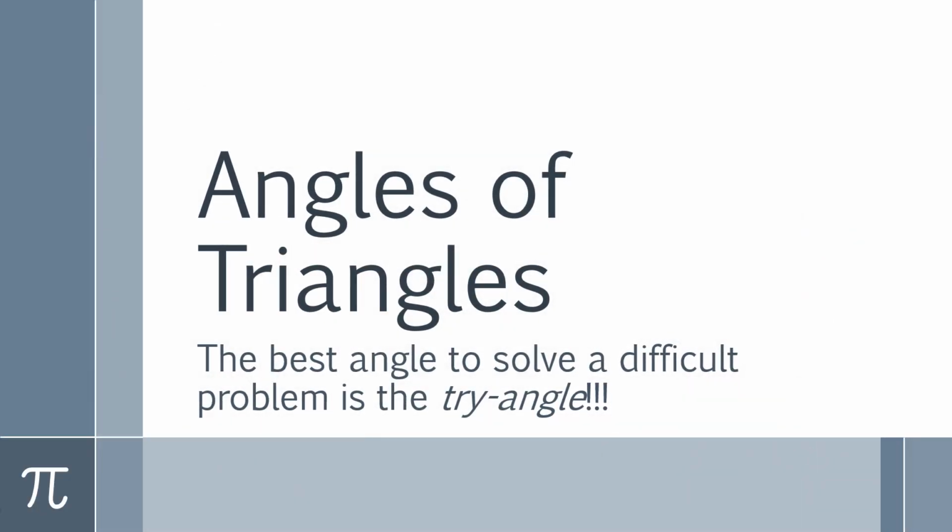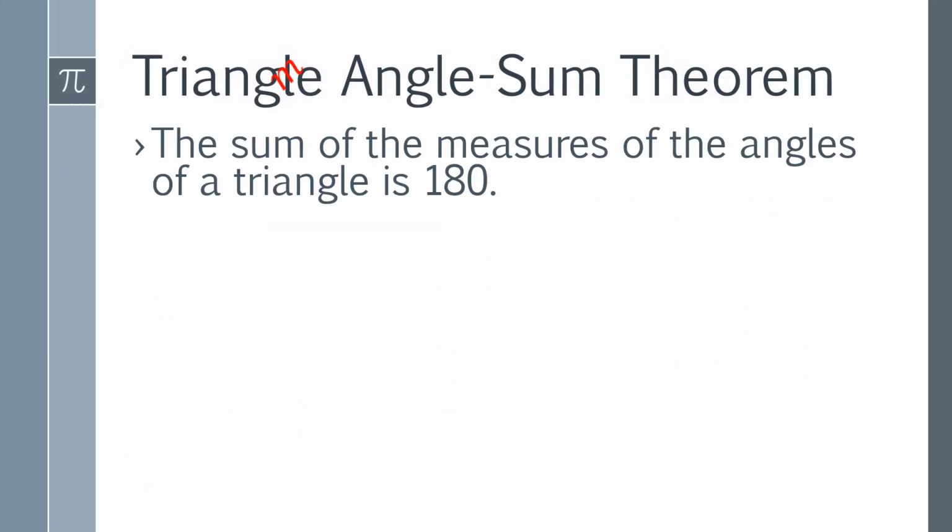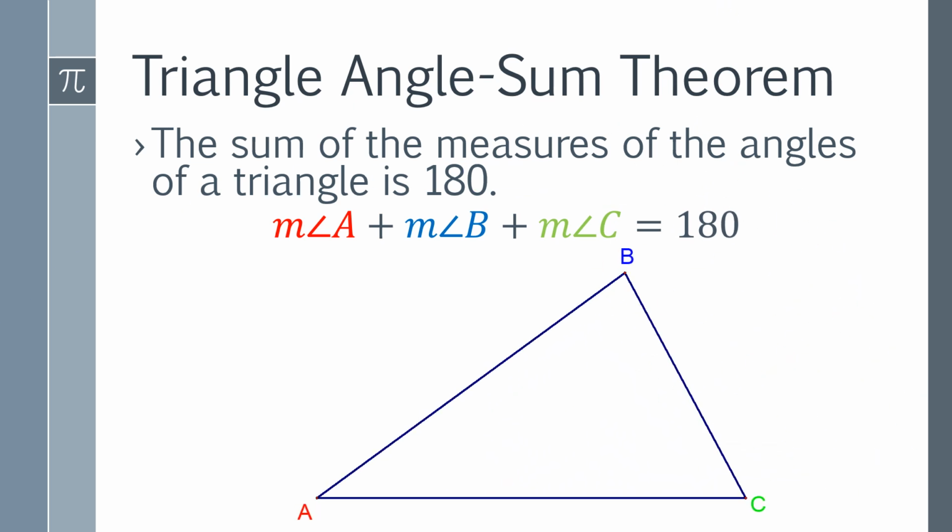Angles of triangles. The best angle to solve a difficult problem is the triangle. Okay, the sum of the measures of the angles of a triangle is 180 degrees. So every triangle, it doesn't matter. All the angles add up to 180.